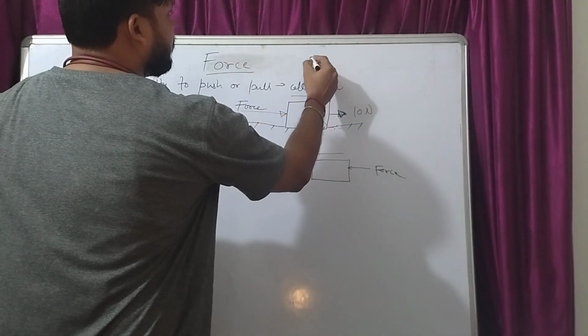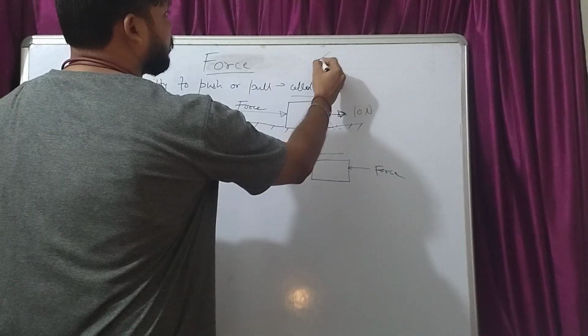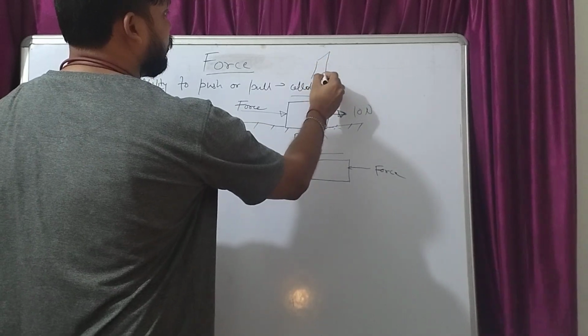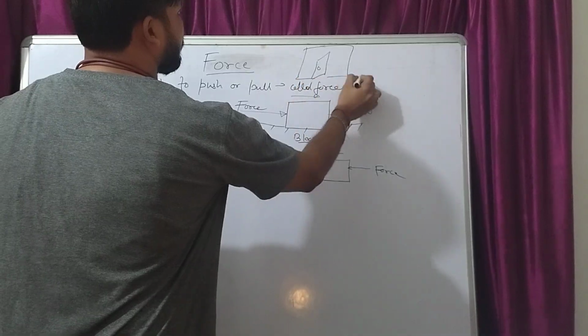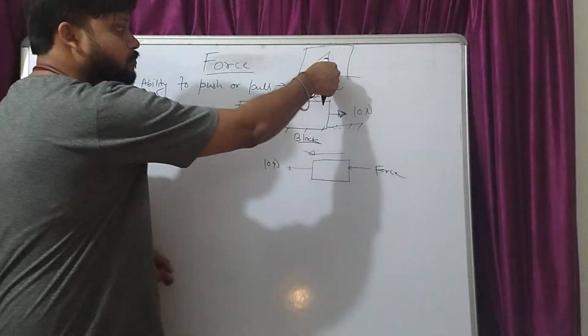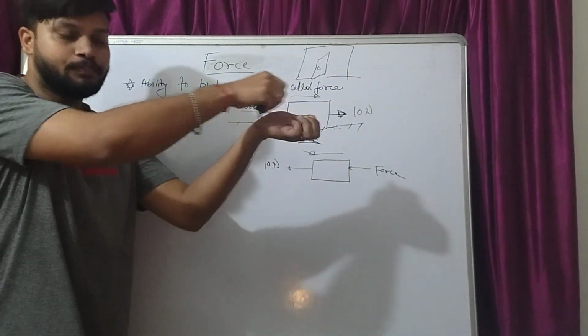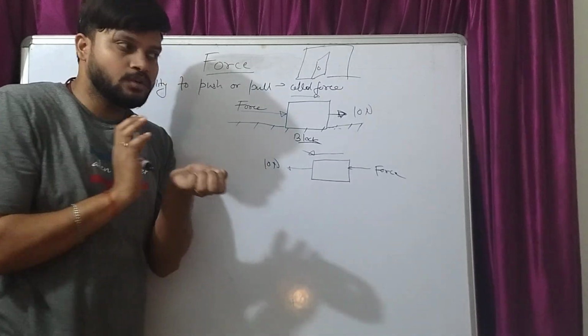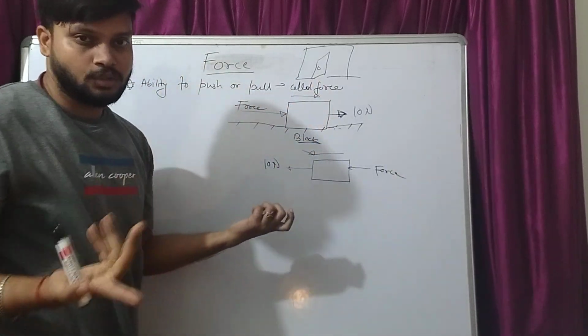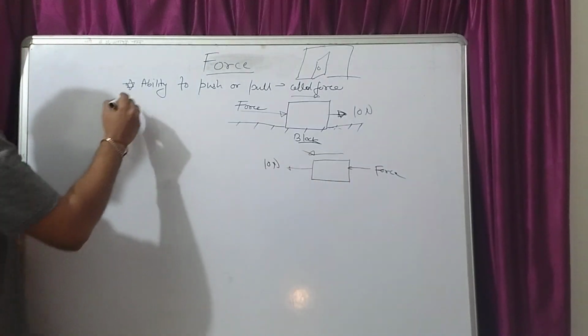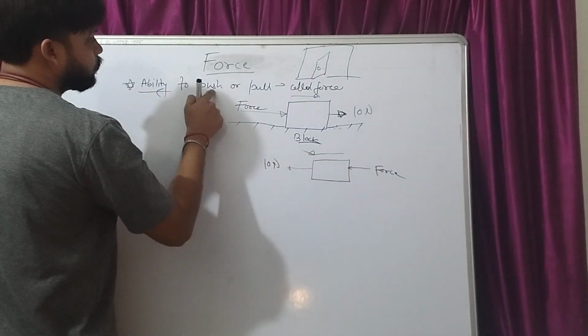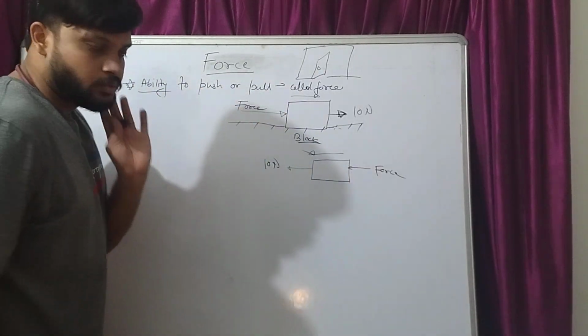One example also. Suppose you open the door. This is the door of your home, right? You open the door by pulling it. When you pull it, the door is open. When you go outside, you push it, the door is closed. So one thing is clear: ability to push or pull something is called force.